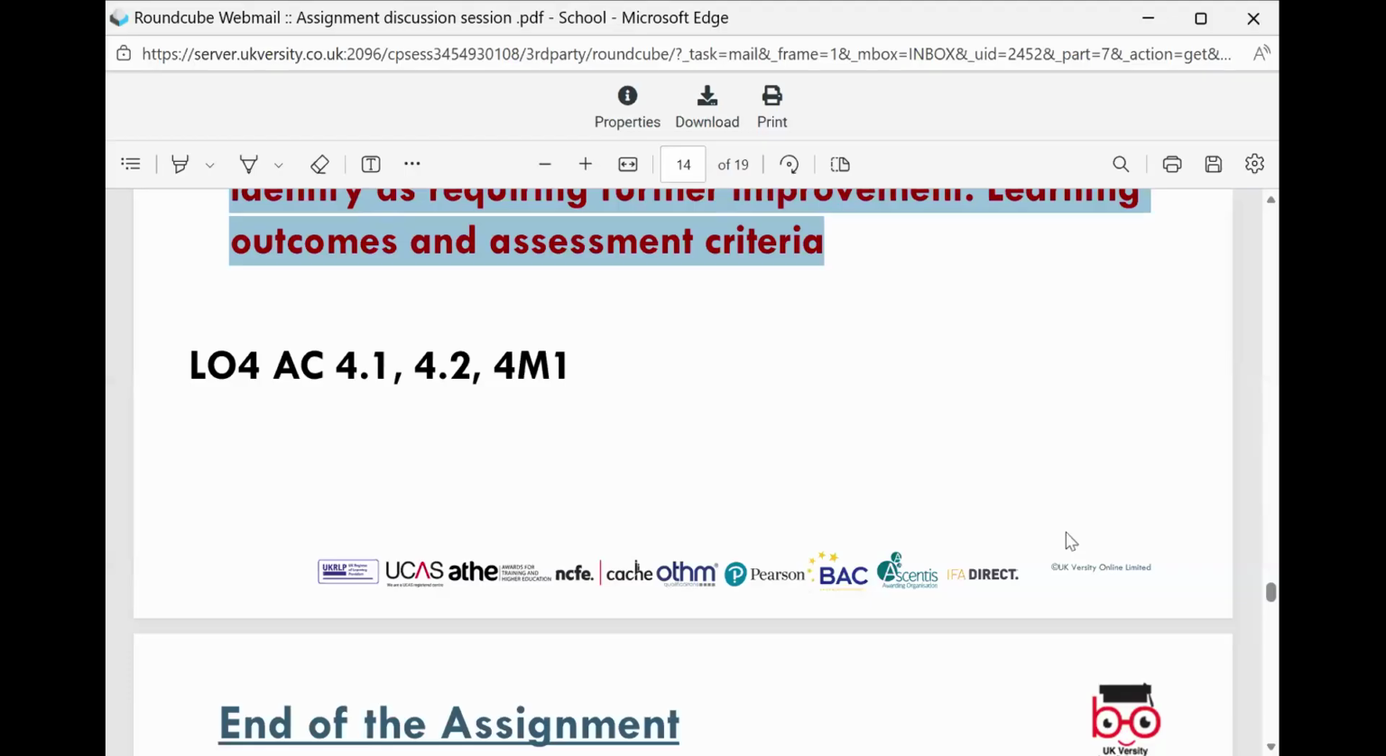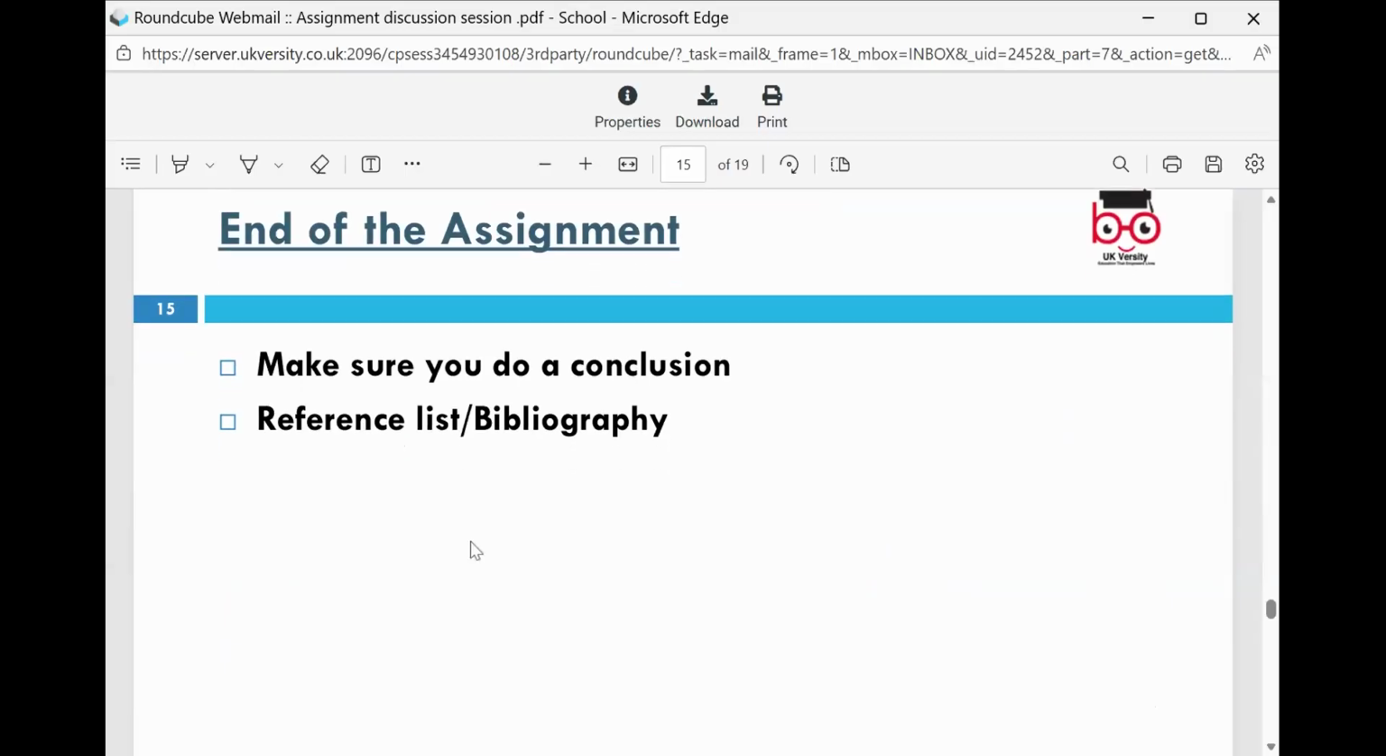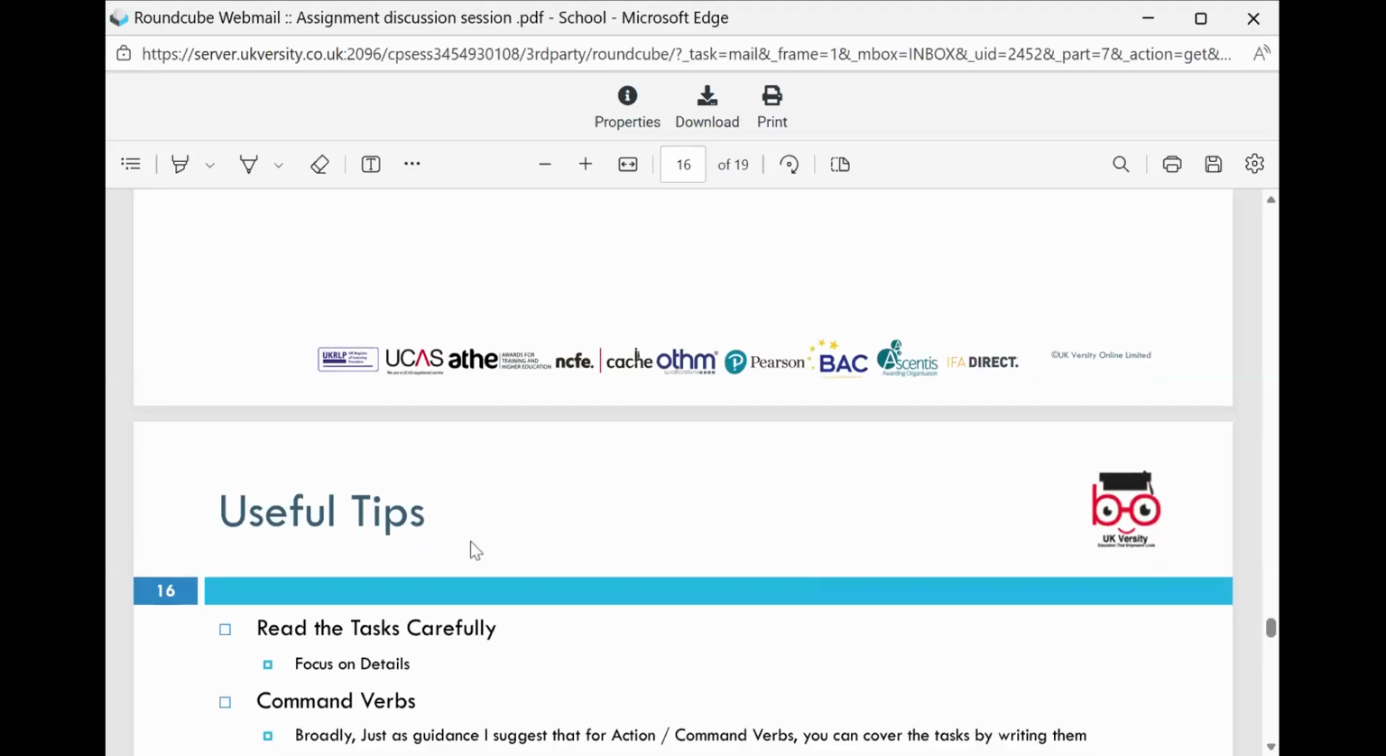For the first one, obviously, you've got to look at AC 1.1 and look at different elements of that and explain maybe Belbin's theories and things like that. And for tasks, make sure you are sticking to what you are expected to do in the tasks, and look at the wording of the tasks as well. Explain, identify, analyze, and see how much you need to work around that. Make sure you do a conclusion, a reference list, and a bibliography at the end.